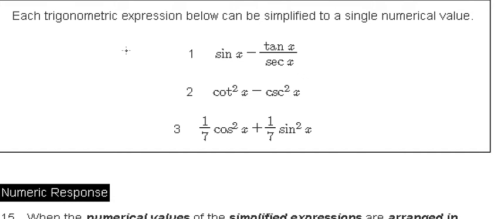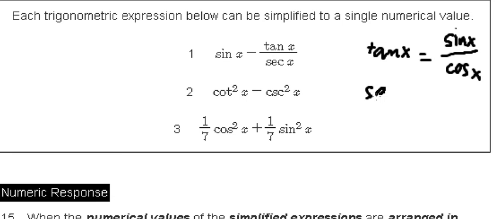So today I will show you how to simplify this one, and this one. So for number one, we know that tan x is sine x over cosine x, and secant of x is 1 over cosine x.